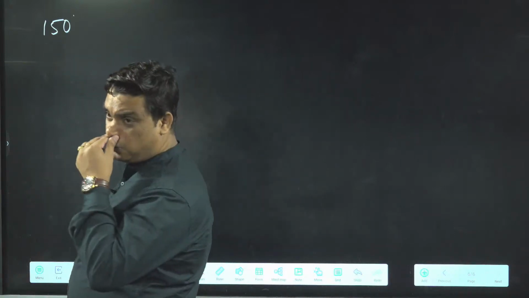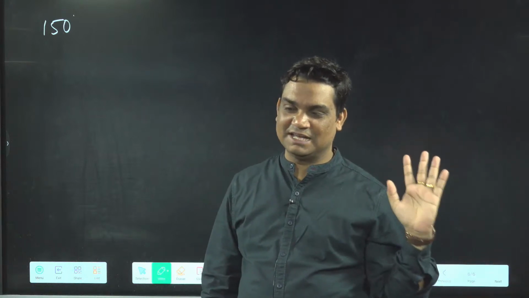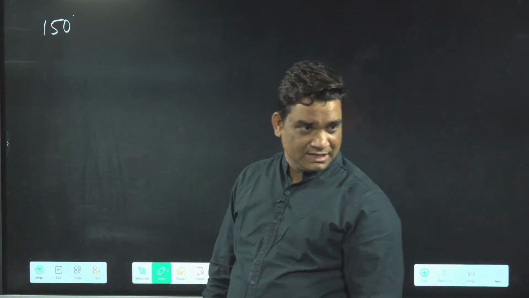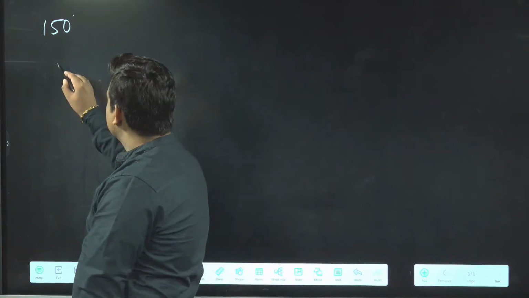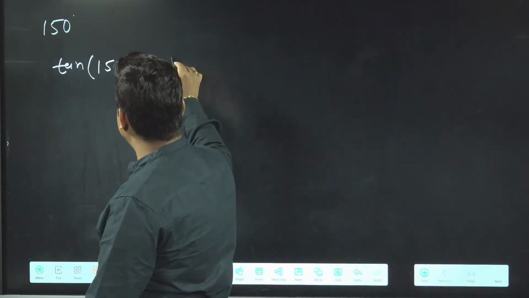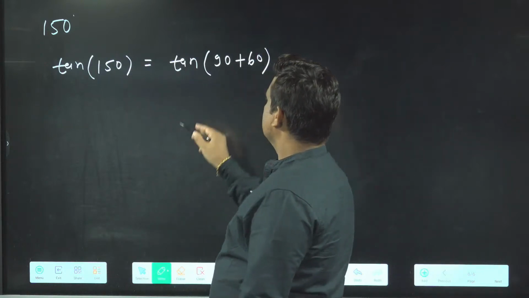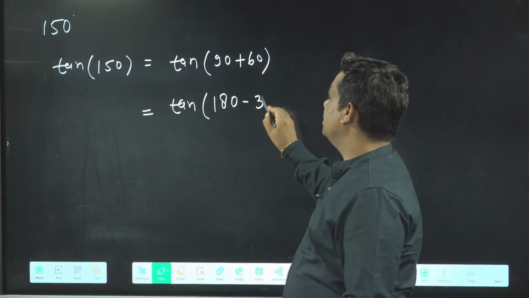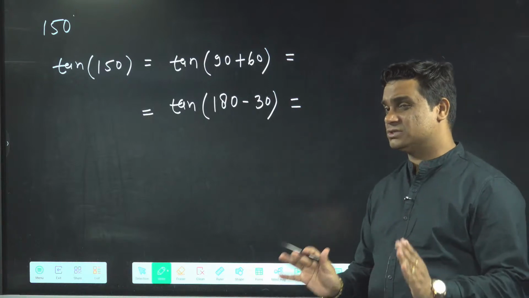For this, you want to solve for sine, cos, or tan? Anyone you can say. Someone is saying sine, someone is saying tan. I can take tan 150. So tan 150, we can write like this: tan(90 plus 60). Someone is saying, sir, I will not write this, I will write tan(180 minus 30). You are free to write either way. The answer will be the same.